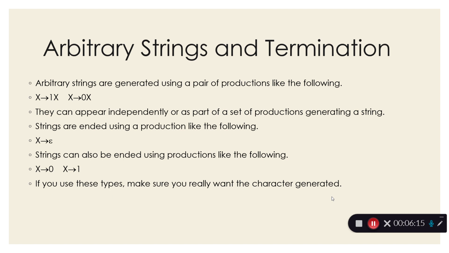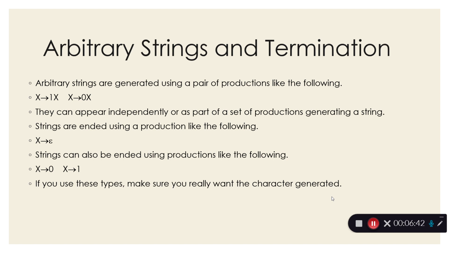Now let's just talk about arbitrary strings and termination. If you want an arbitrary string, you need a pair of productions that looks as follows. Now we only need 2 productions because we only have 2 input symbols. If I had 100 input symbols, I'd need 100 productions. Let's not do that, all right? And so here I have 2 input symbols. So I have x goes to 1x and x goes to 0x.